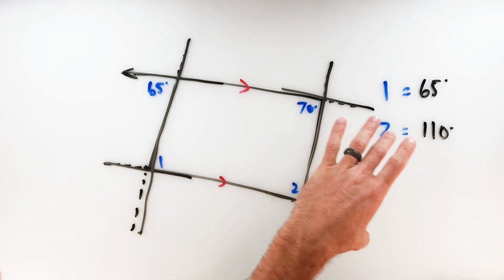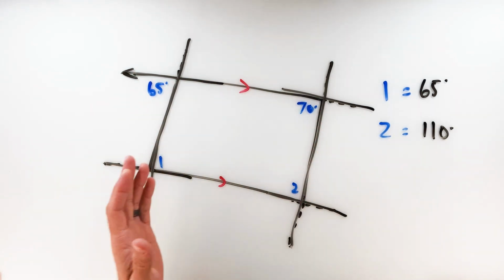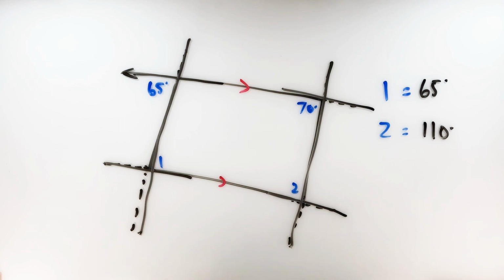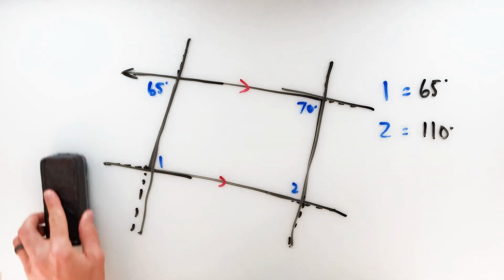Okay, so the trick here, just identify those parallel lines, look at each piece individually, separate it out, okay, extend those lines out, makes it easier to see. Okay, we'll do one more.